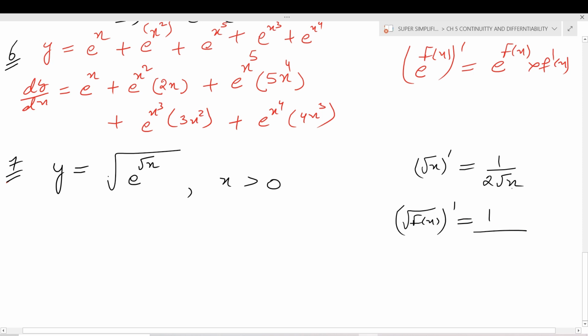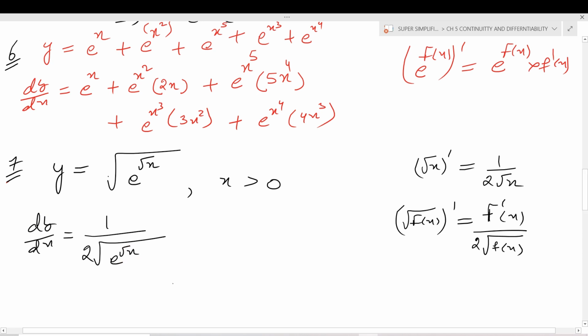So 1 upon 2 root f(x), but since it is a function, you multiply it with the derivative of f(x), that is f dash x upon 2 root f(x). So here also, let us apply this rule. Derivative will be 1 upon 2 root e raised to the power root x. Now it has to be multiplied by the derivative of e raised to the power root x.